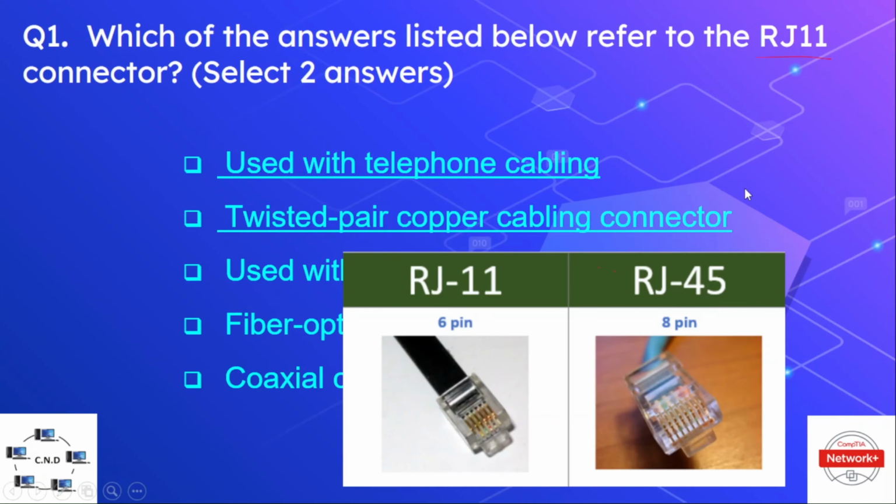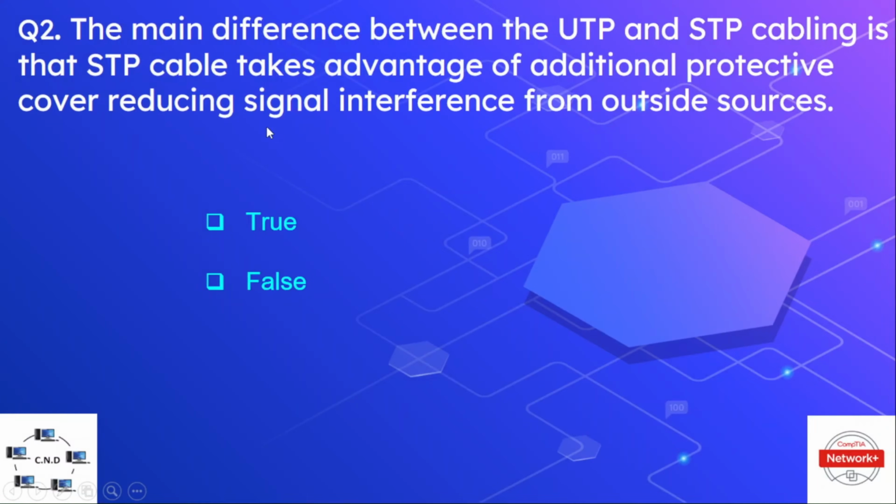Let's get to the next question. So question number 2 is: the main difference between the UTP, that is unshielded twisted pair, and the STP, shielded twisted pair cabling, is that STP cable takes advantage of an additional protective cover, reducing signal interference from outside sources. And we have two options, true and false. So this statement is basically true.